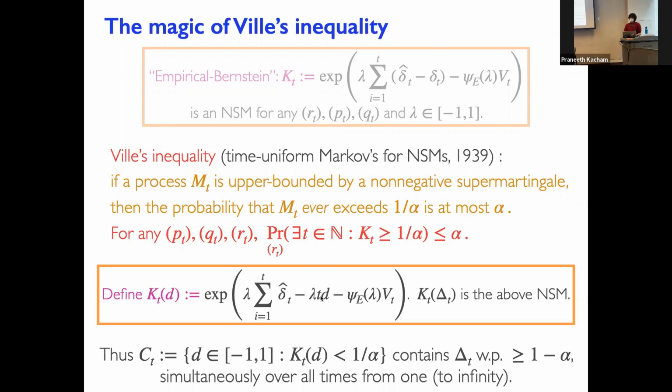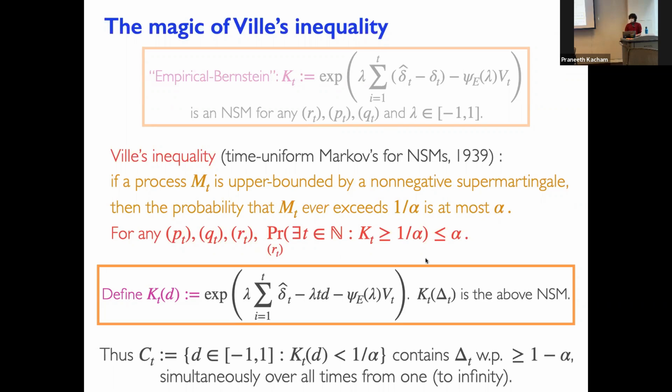So instead, just define KT of D to be centered at D, or T times D. In here, what you should think of is that T times D is replacing the sum of delta T. So that's now a process. I can plug in any D and I get a different process.